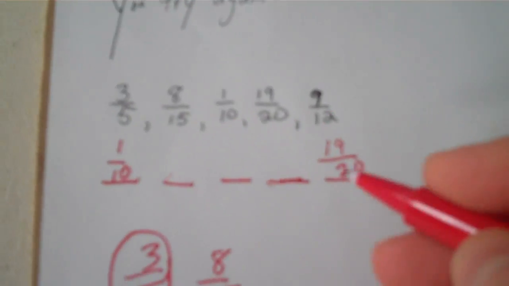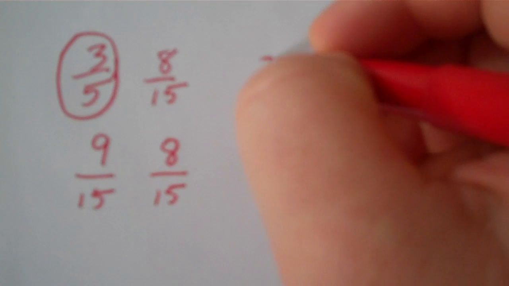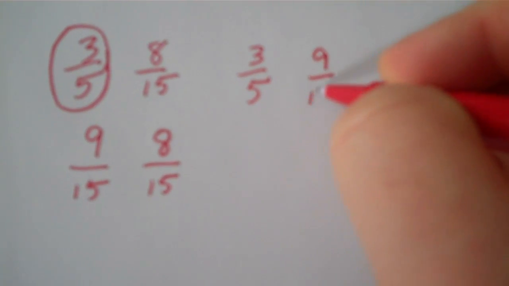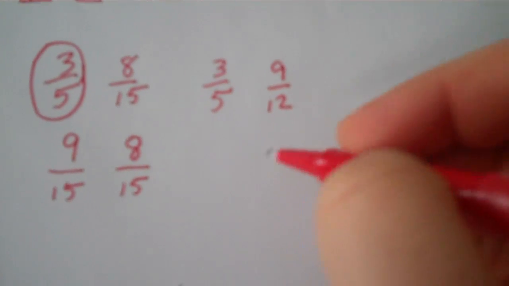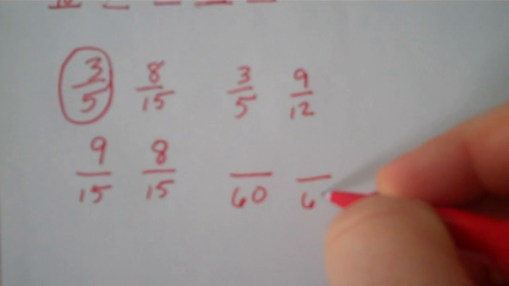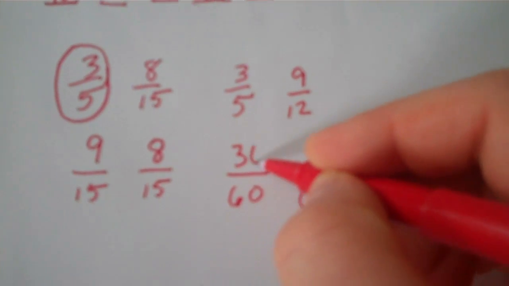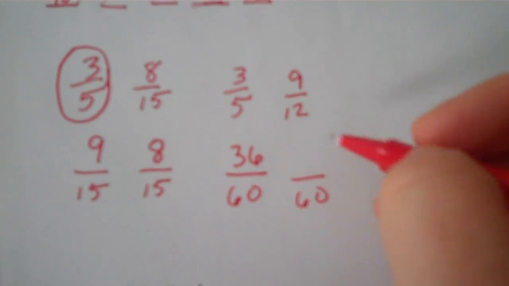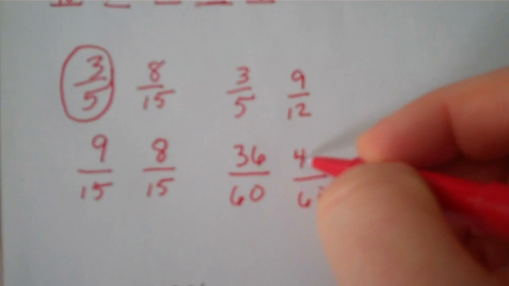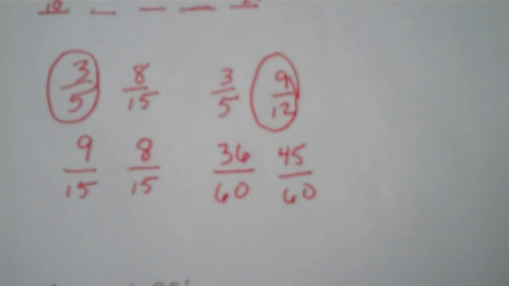All right. Now let's try 3/5 and 9/12. 3/5 versus 9/12. A common denominator for these two is 60. 5 times 12 is 60. 3 times 12 is 36. 12 times 5 is 60. 9 times 5 is 45. So 9/12 is bigger than 3/5.